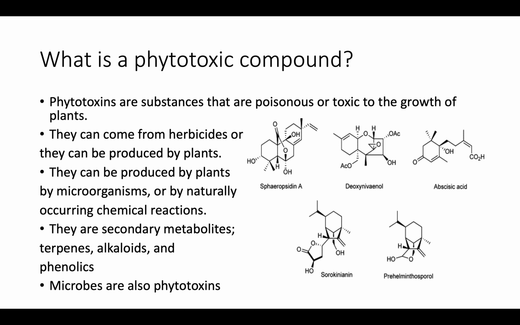Well, they are substances that are poisonous or toxic to the growth of plants. They can come from herbicides, or they can even be produced by the plants themselves. If they are being produced by the plants, it would be by microorganisms or simply by naturally occurring chemical reactions. Phytotoxins are secondary metabolites like terpenes, alkaloids, and phenolics. As well, microbes are also phytotoxins.